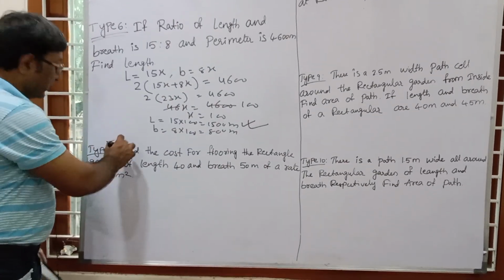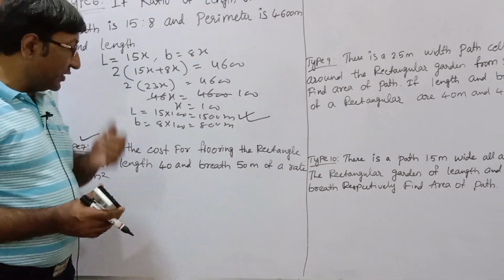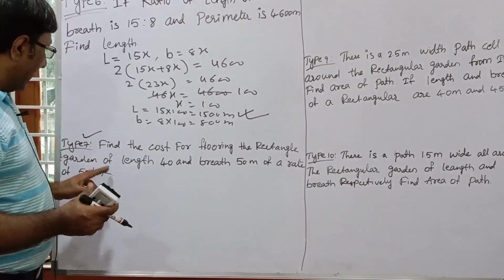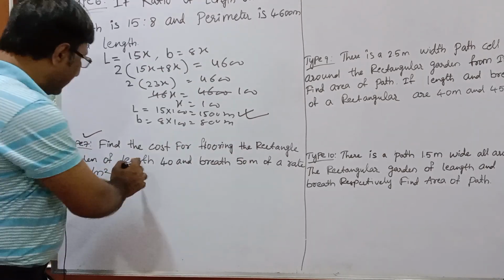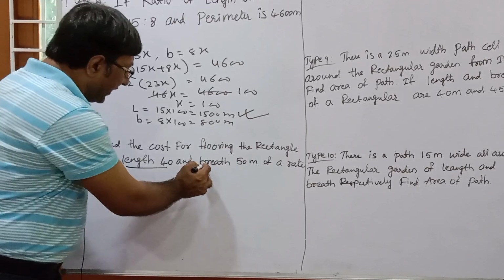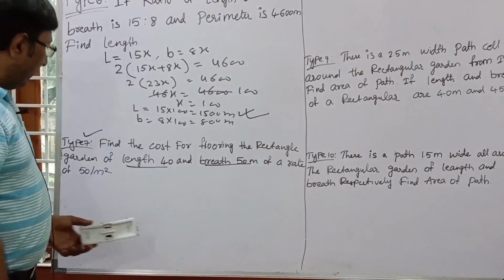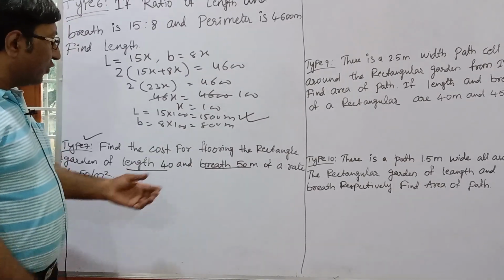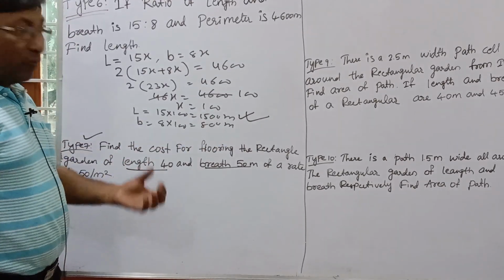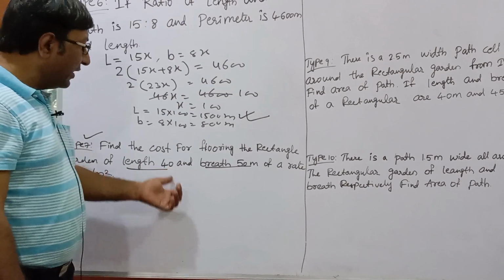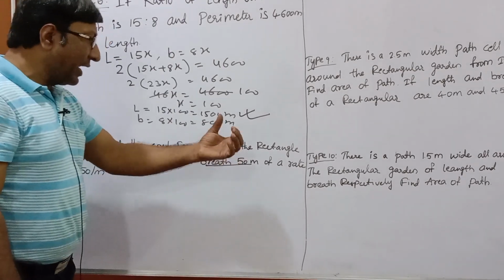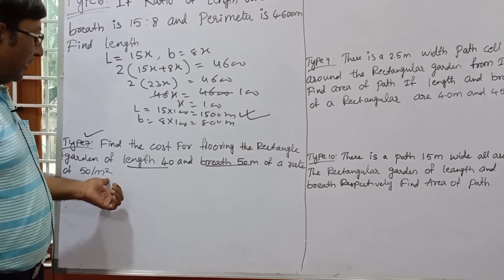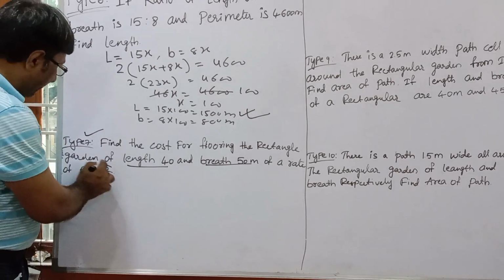Now type number 7. So what is type number 7? Find the cost for flooring the rectangular garden of length 40 meter and breadth 50 meter at a rate of 50 per square meter. That means the question is: we have to floor the rectangular garden whose length is 40 meter and breadth is 50 meter, and the rate of flooring is what? 50 rupees per meter square. So this is the rate given, 50 rupees per meter square.